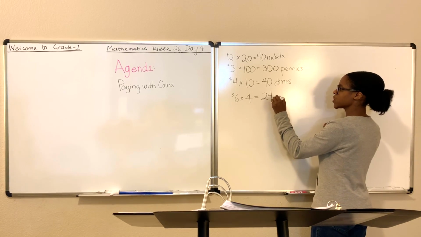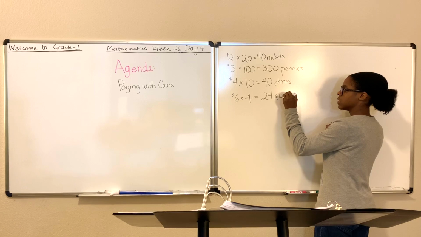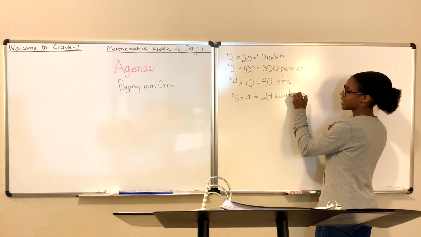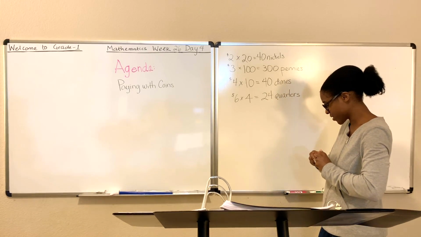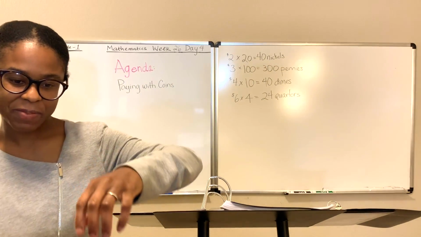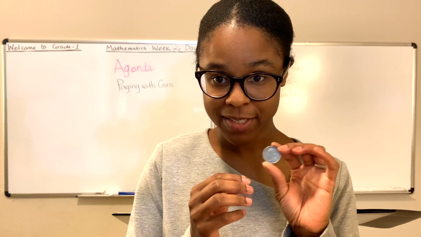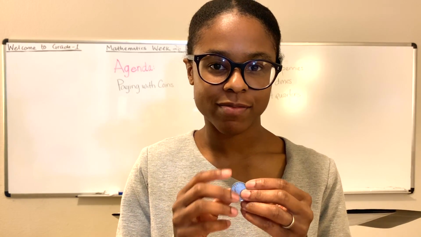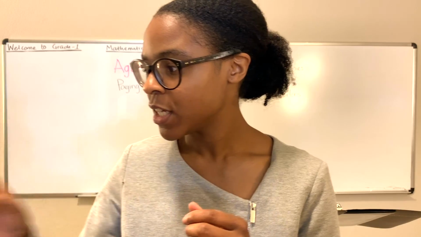So how many quarters are we going to need to purchase our eggs? We're going to need 24 quarters. Is that a lot of quarters? That's quite a bit, yeah. But perhaps we can find some under the seat of our car or something like that.